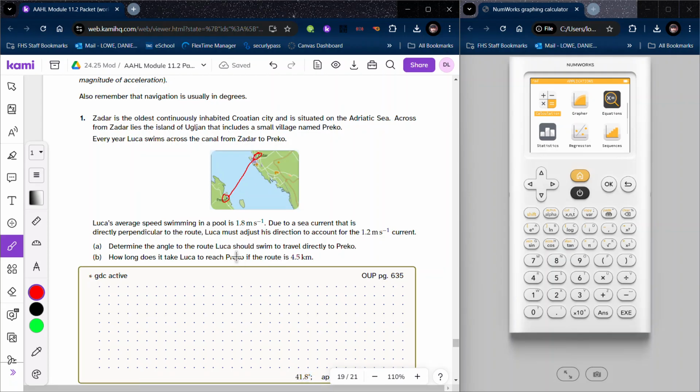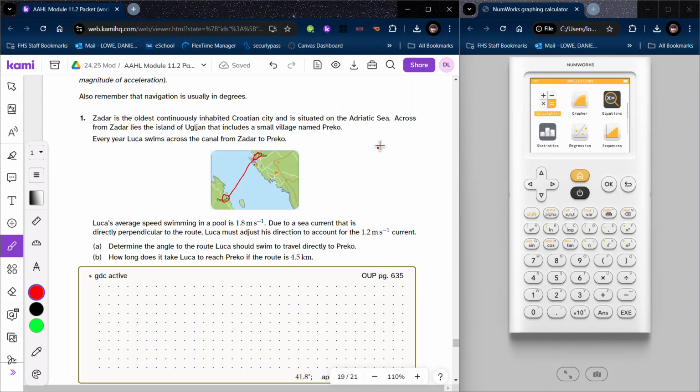Luca's average swimming speed in the pool is 1.8 meters per second, and due to a sea current that is directly perpendicular to the route, Luca must adjust his direction to account for the 1.2 meter per second current. Determine the angle to the route that Luca should swim to travel directly to Preko.